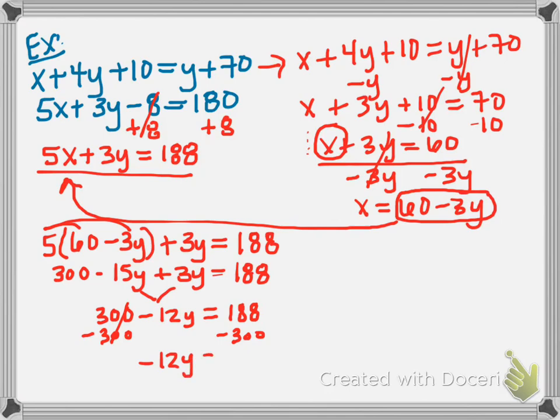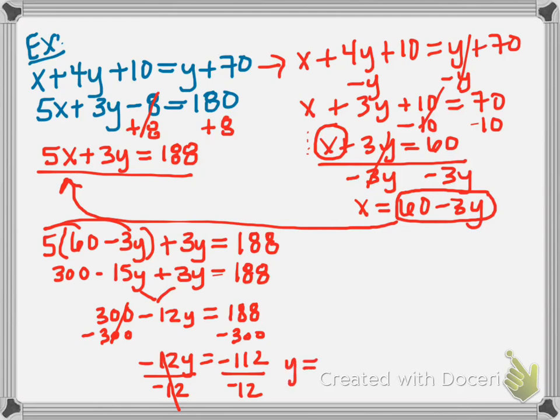Negative 12y equals negative 112. I believe that's right. And then the last thing we need to do is divide both sides by our negative 12. So a negative divided by negative is a positive. I don't think 12 goes into 112 evenly, so I might just leave it as a fraction and reduce it.